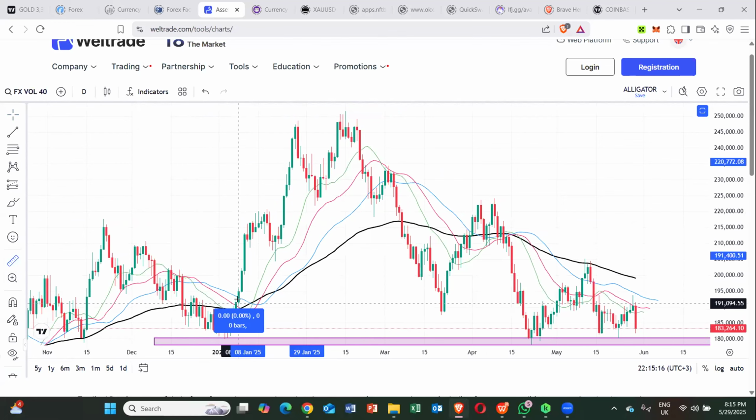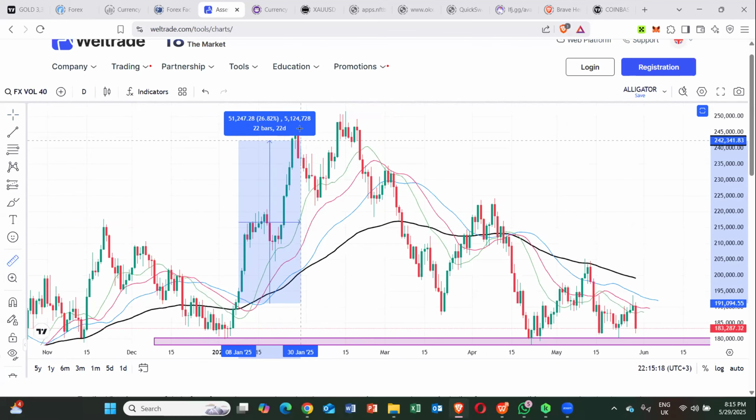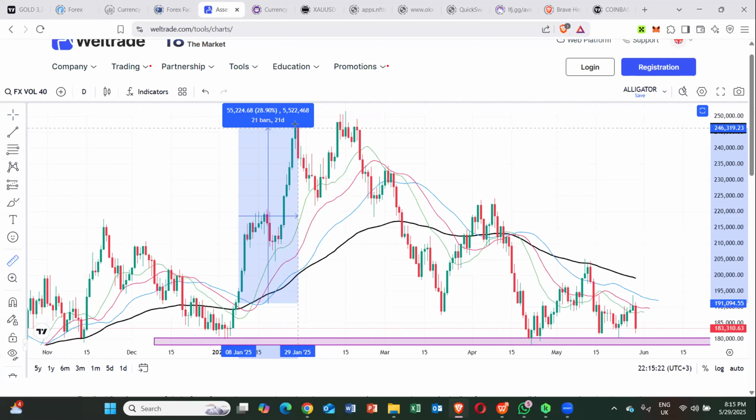Okay, so from this level, it took 21 days. The trade actually finished on that January. From the beginning of January to the ending of January, the trade was delivered.